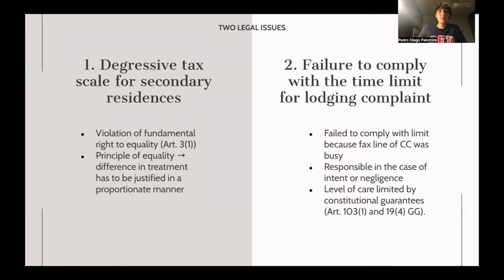So the two legal issues at hand here are, and we will only be focused on the first one, which is the digressive tax scale for secondary residences. Basically, what the complainant argues is that there's a violation of the fundamental right to equality enshrined in Article 3, Section 1 of the Basic Law in Germany. Basically, what this principle of equality says is that differences in treatment between people has to be justified in a proportionate manner. And here the complainant believes that this is not the case.